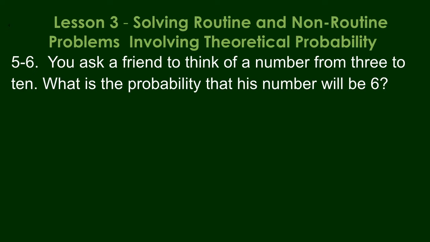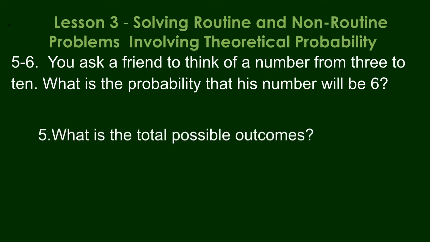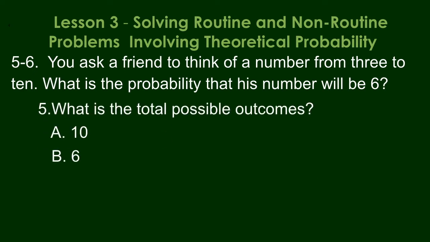Number 5 question. What is the total possible outcomes? A, 10. B, 6. C, 8. D, 3.